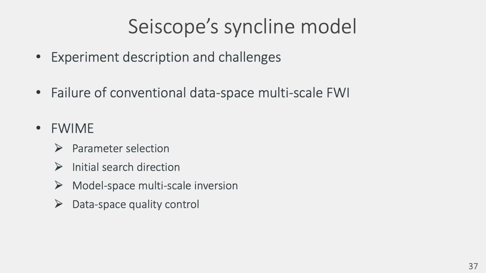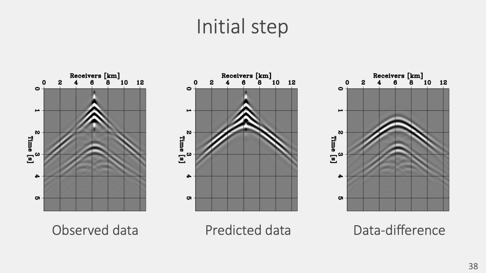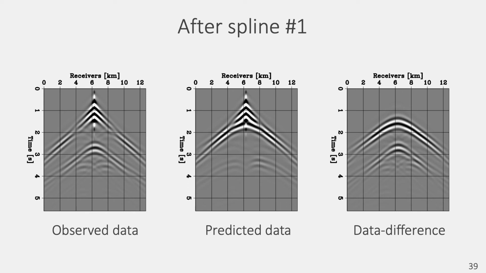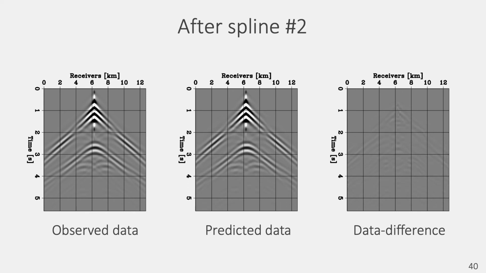And now indeed we can QC our result by looking at the data space. So this slide shows the observed data, predicted data, and data difference at the initial step. This is after spline 1, and this is after spline 2, and this is after spline 3, which is the finite difference grid. And we can see that our inversion was able to perfectly match the observed data, and our data difference has vanished.